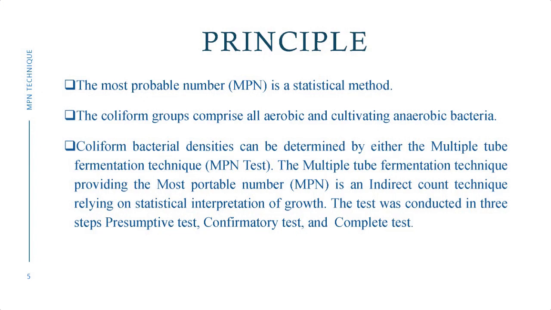Principle of MPN. MPN is a statistical method used to estimate the viable number of bacteria in a sample by inoculating in broth. It is based on the principle of extinction dilution. Here, in the group of coliform, both aerobic and anaerobic bacteria are present, bacteria that ferment lactose with gas formation in 48 hours at 37 degrees Celsius. In the MPN test, a multiple tube fermentation approach is used to estimate the coliform bacterial population. There are three steps involved in the MPN test. The three steps are presumptive test, confirmatory test, and completed test.